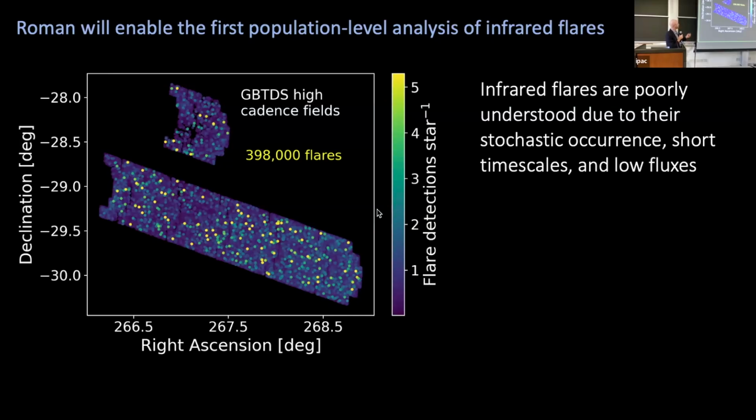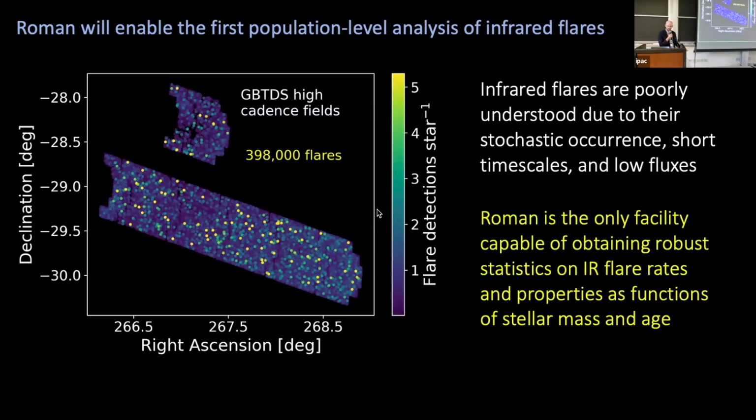This is an image of the galactic bulge high cadence field specifically. And the color bar here shows the number of flares expected for an average star within our simulations, and I'll go more into that momentarily. And I'll also point out that Roman is the only current or planned facility that's capable of obtaining robust statistics on infrared flare rates as a function of stellar mass and age.